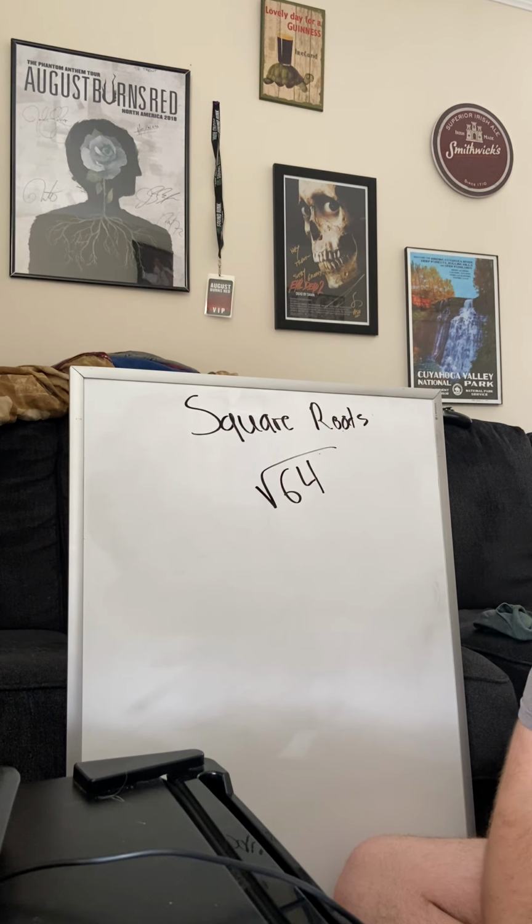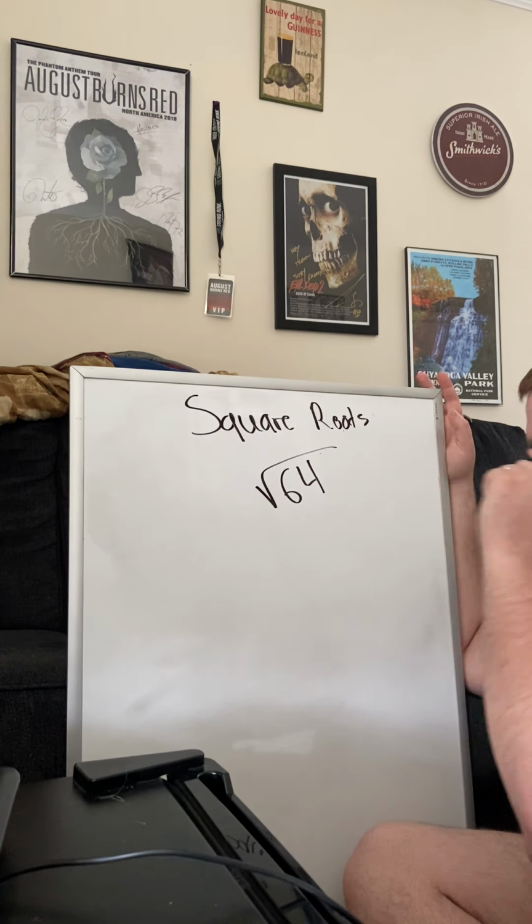I've got to think to myself, if I know my times tables, what number times itself gives me 64? Okay, so is it 4? Can't be 4 because 4 times 4 is 16. How about 5? Well, 5 times 5 is 25, so it's not 5. How about 7? 7 times 7 is 49, so it's not that. How about 8? 8 times 8 is, ding, ding, ding, 64. So the square root of 64 is 8.